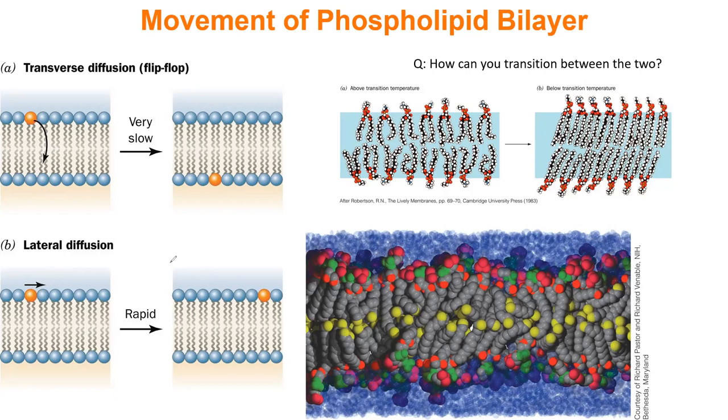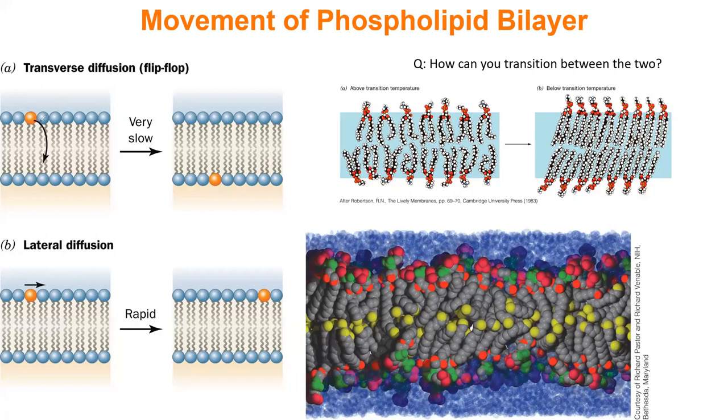Who wants to take a shot at explaining to us why transverse or flip-flop diffusion of lipids is extremely slow? It takes like a day for one lipid to do that, while lateral diffusion is extremely fast, happens all the time, happening right now inside your cells. What's the difference between the two that can explain that difference in speed? Why is one slow and one fast? Anyone have ideas on that? Looks like we have it there.